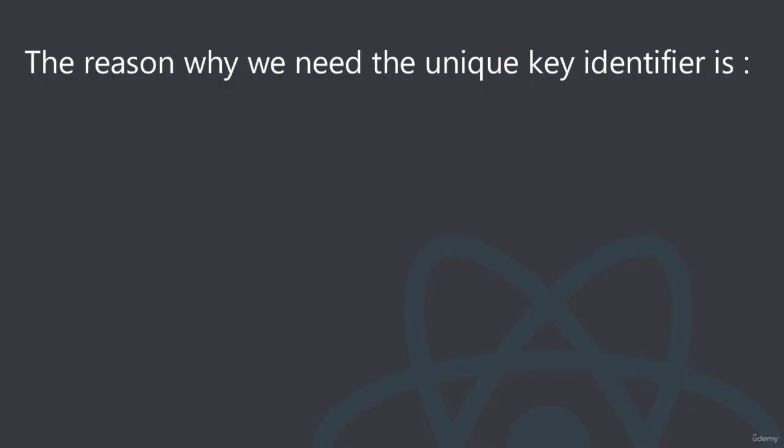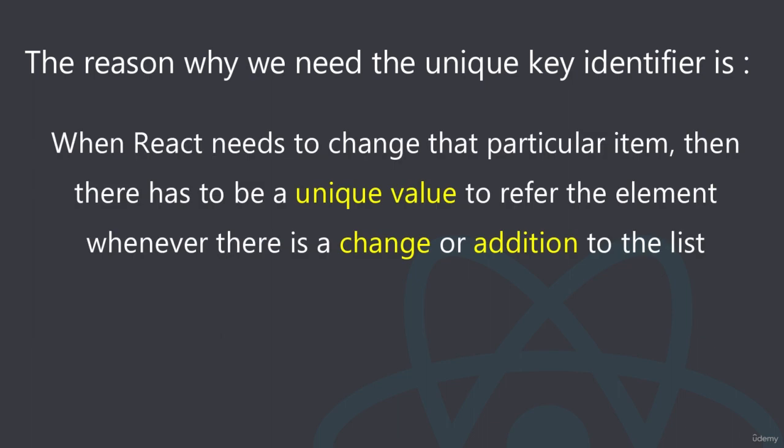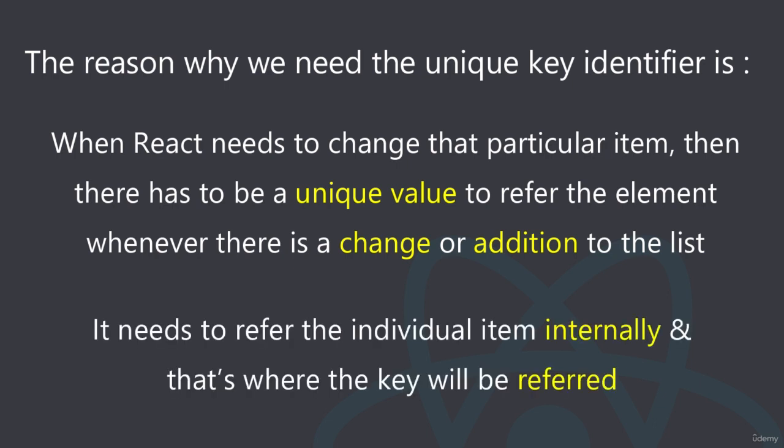Why do we need this unique identifier? The reason is, when React needs to change that particular item, then there has to be a unique value to refer to the element. Whenever there is a change or maybe addition to the list, it needs to refer to the individual item internally, and that's where the key will be referred.